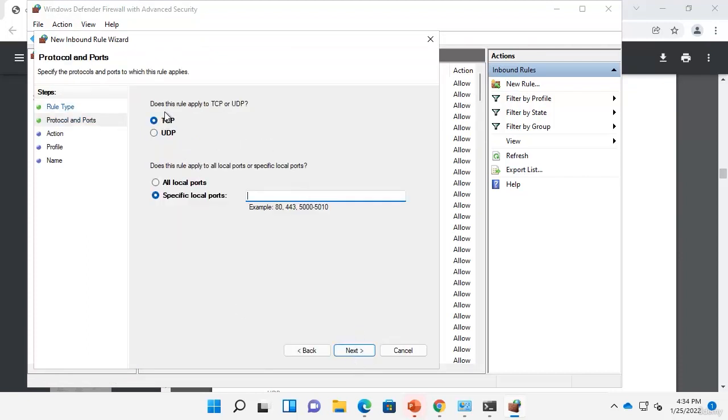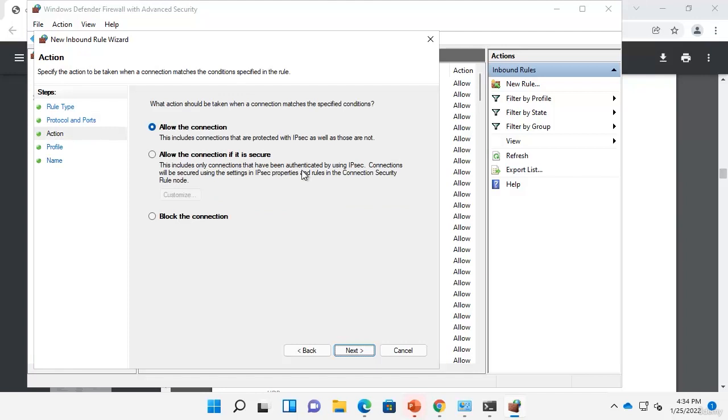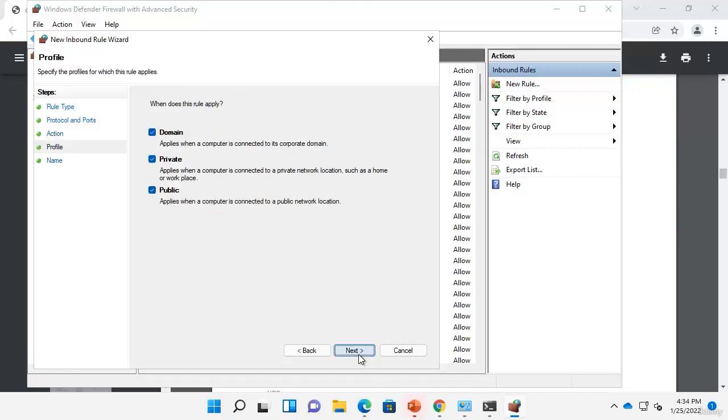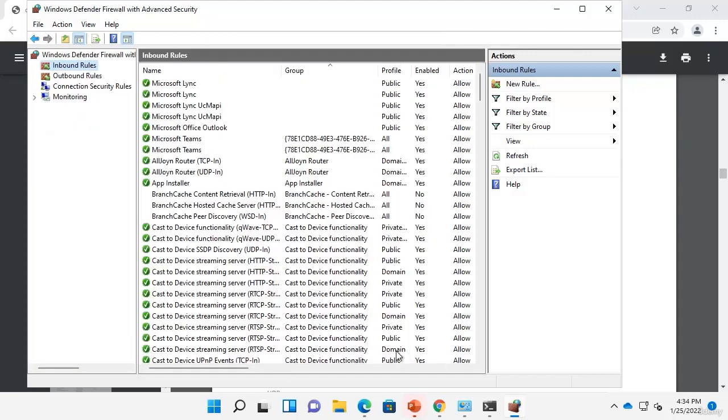Okay, so I get TCP or UDP. These are the port numbers that I would like to allow. Okay, I want to allow the connection or I want to block the connection. I want to apply it in this network profile. We'll talk more about the firewall later, but that's a place where we would see those port numbers.